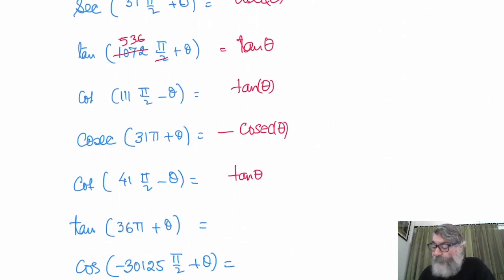Tan of 36 pi plus theta will be tan theta. You first can write what it will change into. If it is pi plus theta or pi minus theta, it doesn't matter, it will remain the same. Tan will remain tan. 36 pi is an even multiple along OX, plus theta, first quadrant. In the first quadrant everything is positive.